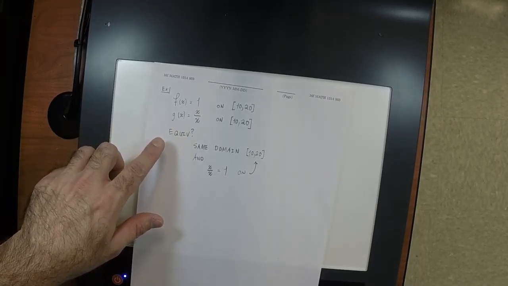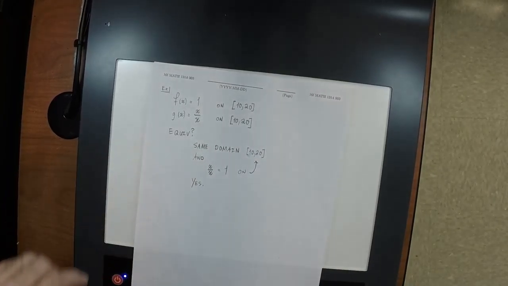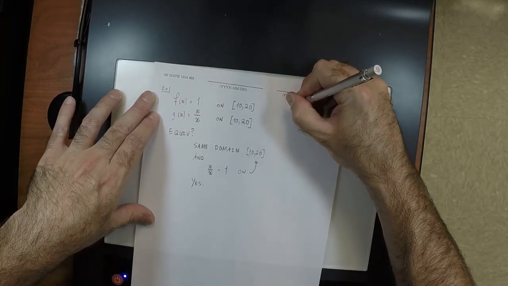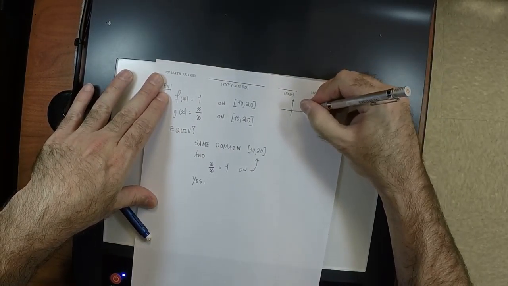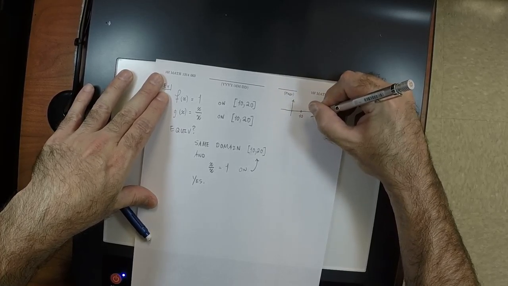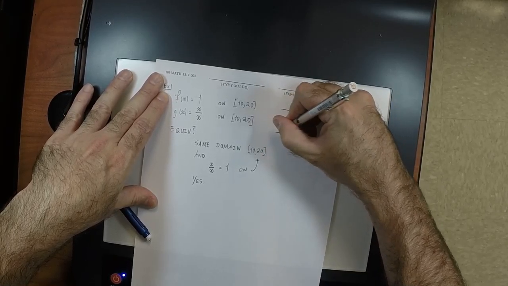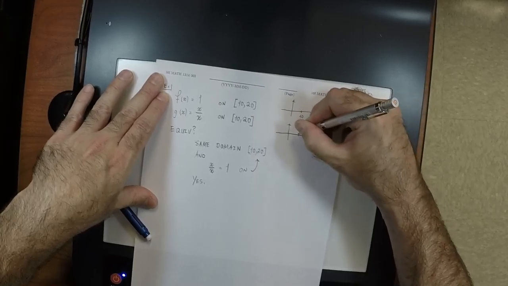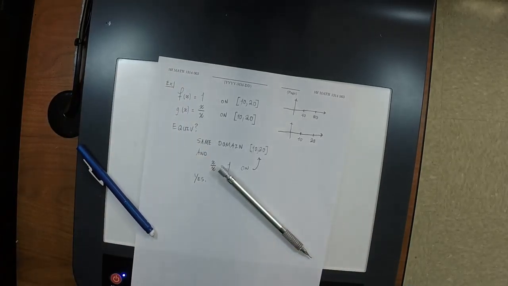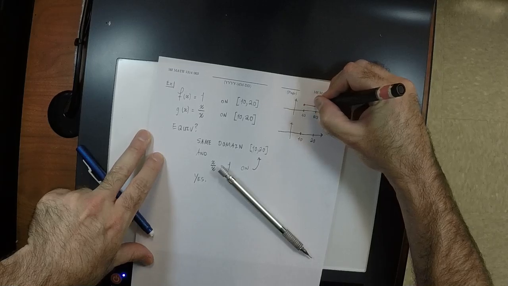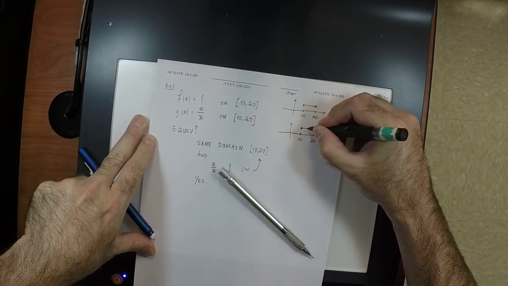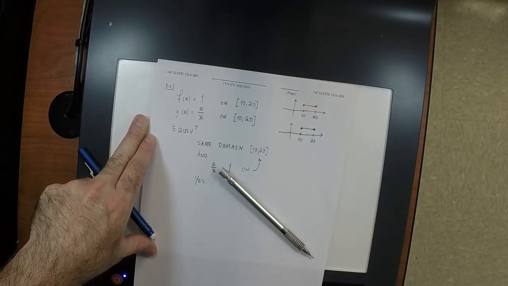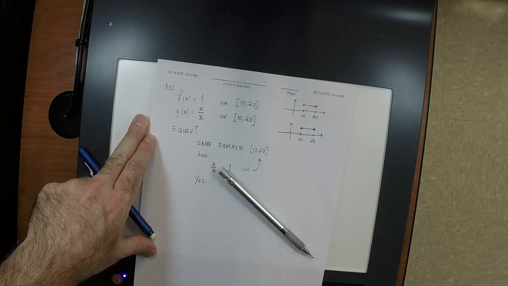So are these two functions equivalent? Yes. Another way to understand the reason why is to say the following: if this is 10 and this is 20, when we draw F, F will look like this. That's F. And then we draw G, G will look like this. So aside from color, are those the same picture? Yes. They are the same. So these things are equivalent.